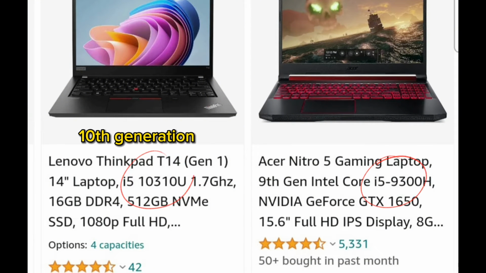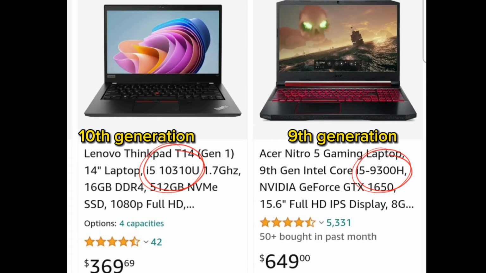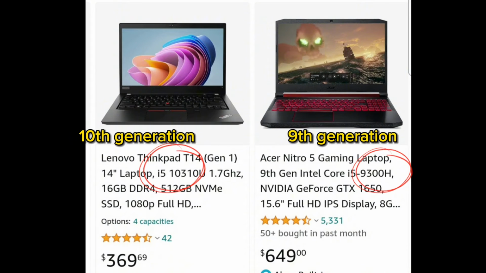All right, so if you say the first one is a 10th generation laptop and the second is a 9th generation laptop, then you are correct. If you take a look at the number closely, you discover that although the 10th generation laptop is more recent than the 9th generation laptop, the 9th generation laptop is actually more expensive than the 10th generation laptop.